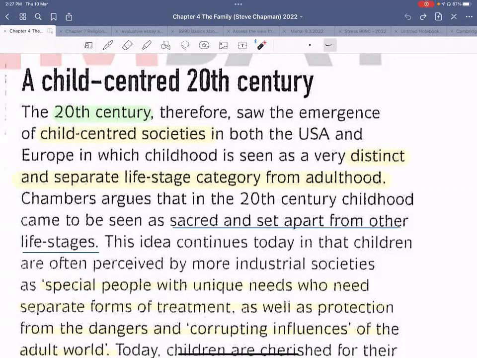Now, the 20th century therefore saw the emergence of child-centered societies in both the USA and Europe, in which childhood is seen as a very distinct and separate life stage category from adulthood. Chambers argues that in the 20th century, childhood came to be seen as sacred and set apart from other life stages. Now, if you talk about different life stages that an individual goes through, one, we could talk about childhood. Number two, we talk about adulthood, and then being elderly.